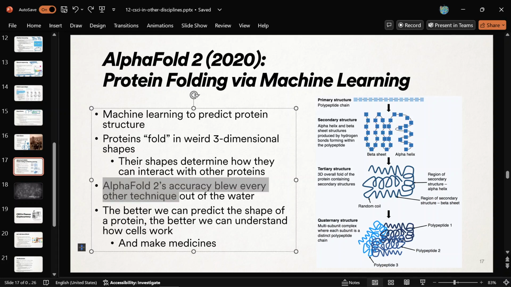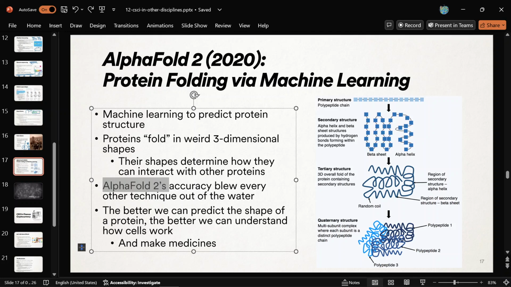So AlphaFold 2 blew every other machine learning protein folding technique out of the water. It was like, I don't know, maybe 70% accuracy, 80%. It was much, much better than the 40% that the ones before it were doing. Still not perfect, but it's getting there. I think they've made more progress since then, of course.